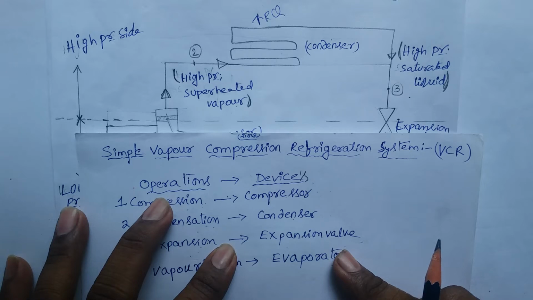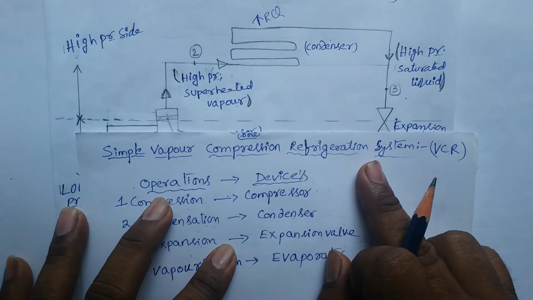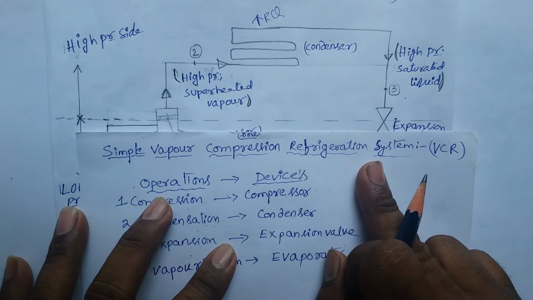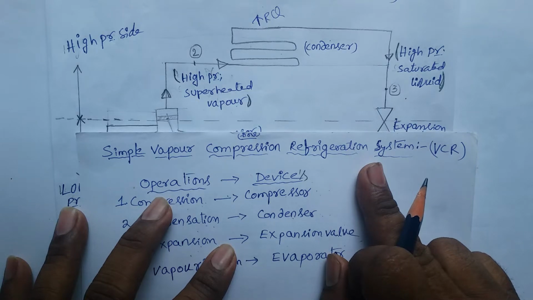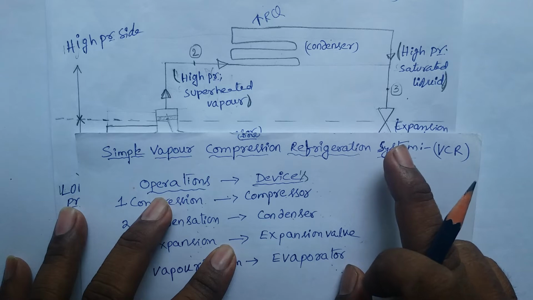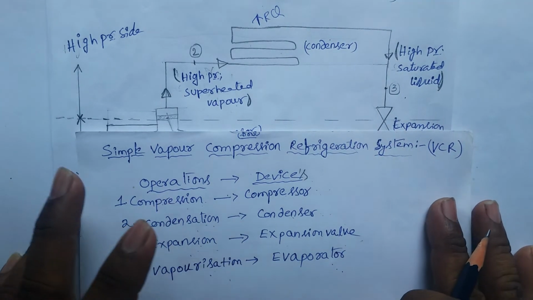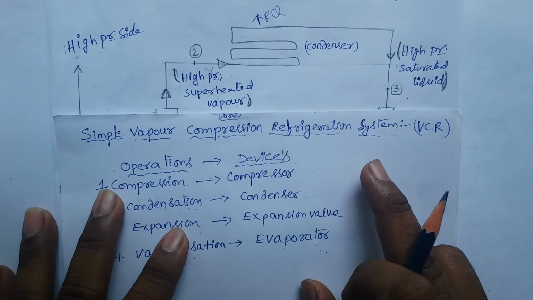Today, I chose the topic simple vapor compression refrigeration system. It is also called the VCR system. It is a very important topic in the R&D subject. So many times they ask it in exams. Okay, very important topic. Let us see.